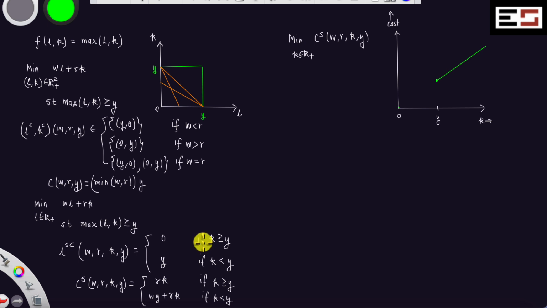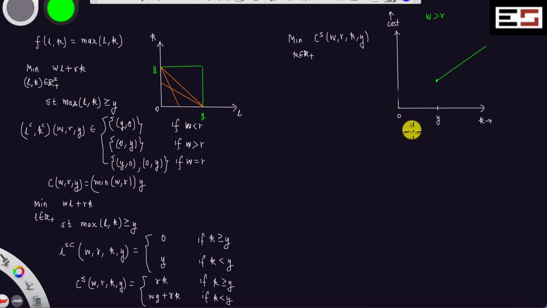So this point is included. Okay, and if k is less than y, then it is wy plus rk. So notice that y is fixed, w is fixed, so it is just going to be a parallel shift by the extent of wy. That's what we are going to get. So now it depends on whether w is greater than r or less than r. The position of the line will depend on what the case is. So let's consider the case when w is greater than r.